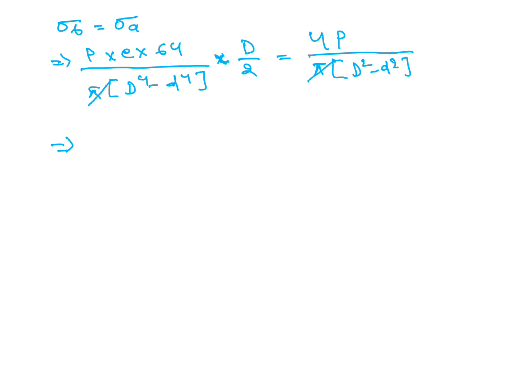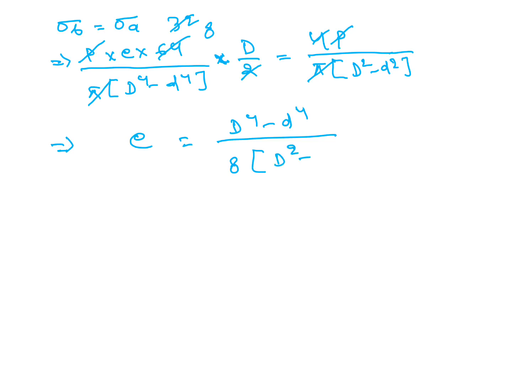Here pi gets cancelled, then p also cancelled, then 2 into 64, it's 32, 4, 8. Here we will get E equal to D to the power 4 minus small d to the power 4 divided by 8 into D square minus d square. You can use that formula: A square minus B square equal to (A plus B) into (A minus B). Here D to the power 4 is square of D square.